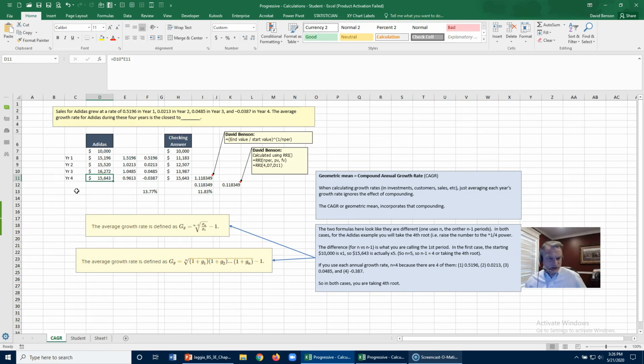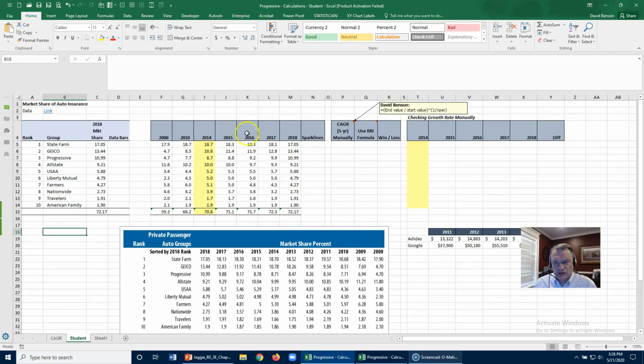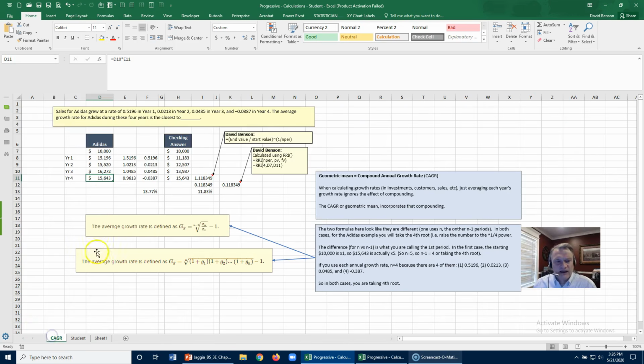What is the compound annual growth rate? And there's two ways to do it that I'm going to show you, and then we're going to do it here with this auto insurance data. Okay, so the way the book wants you to do it, and it works, is to use this lower formula.